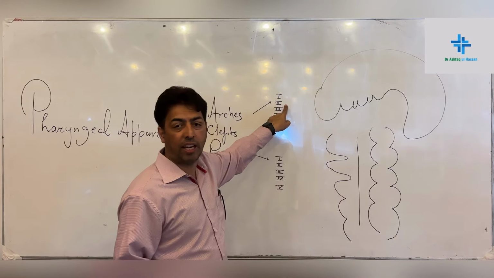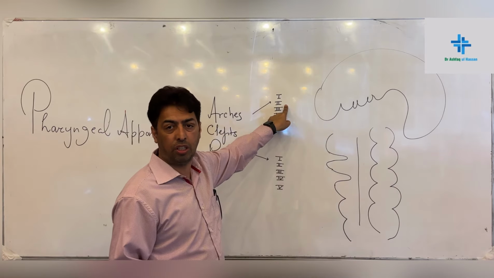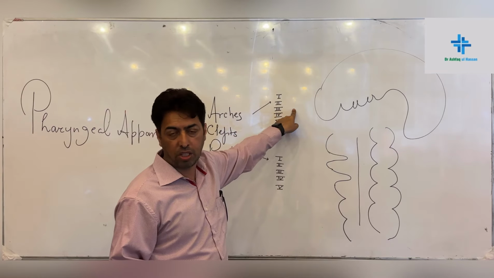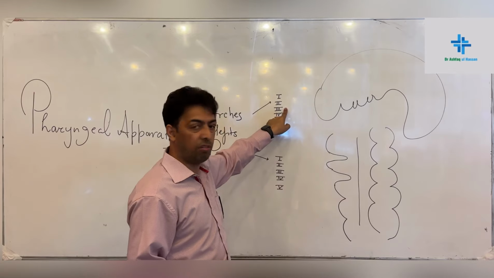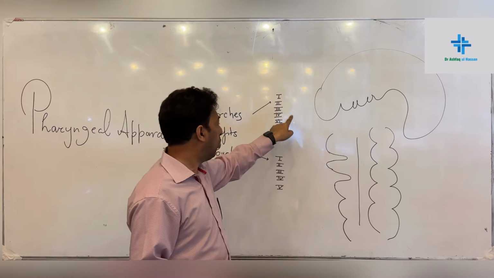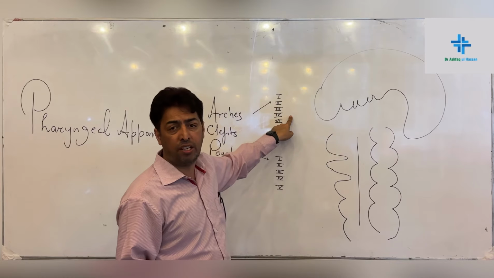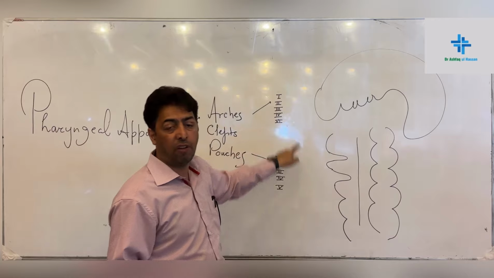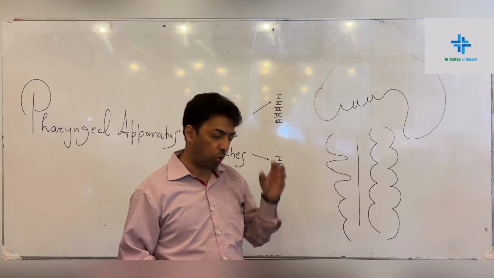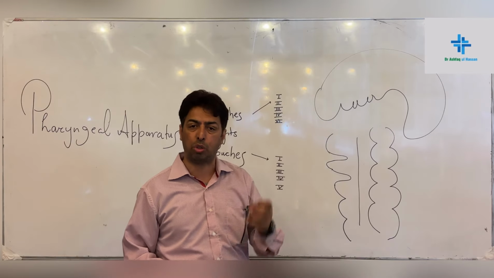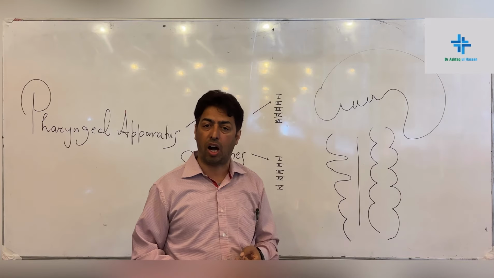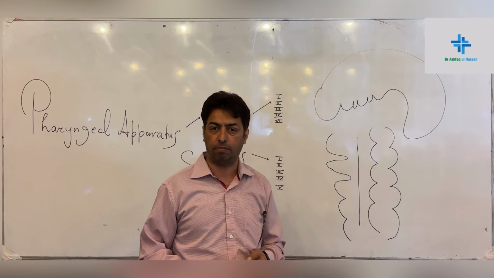The nerve of the second arch is the 7th cranial nerve, the facial nerve. So the mandibular nerve is the nerve of the first arch, the facial nerve is the nerve of the second arch, and the third is the glossopharyngeal nerve, the 9th cranial nerve, which represents the nerve of the third arch. Then we have the superior laryngeal nerve and the recurrent laryngeal nerve, which respectively supply the 4th and the 6th arch. That means the mandibular, facial, glossopharyngeal, superior laryngeal and recurrent laryngeal nerves are the nerves of arches 1, 2, 3, 4 and 6.